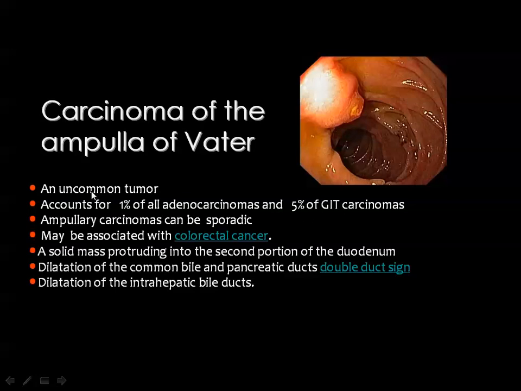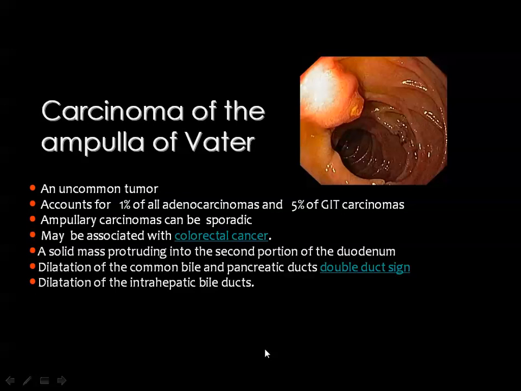This carcinoma is an uncommon tumor, represents about 1% of adenocarcinomas and about 5% of GIT cancer. Ampullary carcinomas can be sporadic and can be associated with other cancers in the gastrointestinal tract, especially the colorectal cancer.